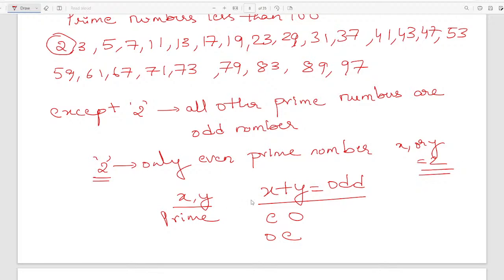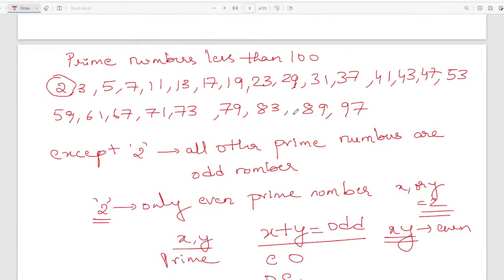And if they give you that x plus y is odd, and ask whether xy is even, odd, or something else, that is clearly an even number, because among these two, one would be an even number. I hope this is clear. 2 is the only even prime number, and all other prime numbers are odd numbers. So they may ask you this property indirectly.